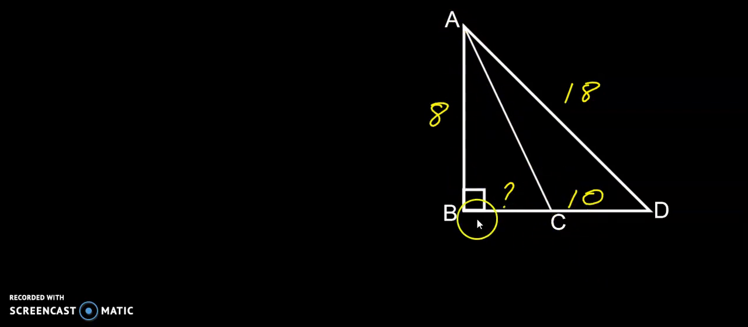Well, I have A, B, C. That's one triangle. I also have A, B, D. It's another triangle. Those are both right triangles. Whenever I'm using B, B is the right angle. But if I look at triangle ACD, that is not a right triangle.